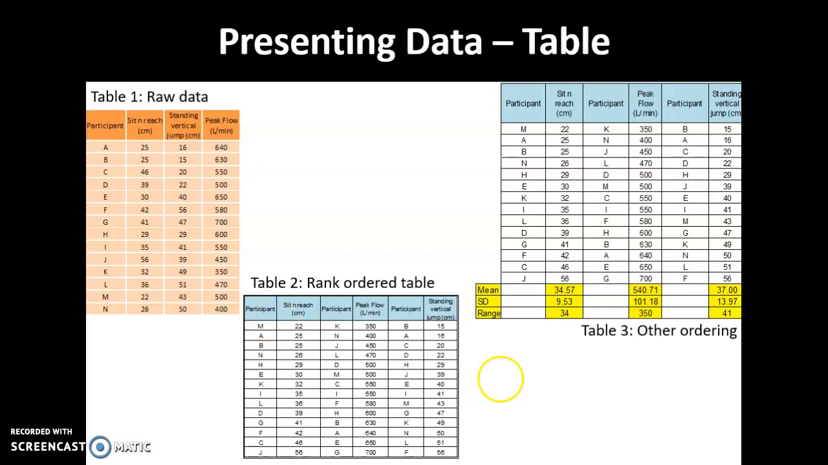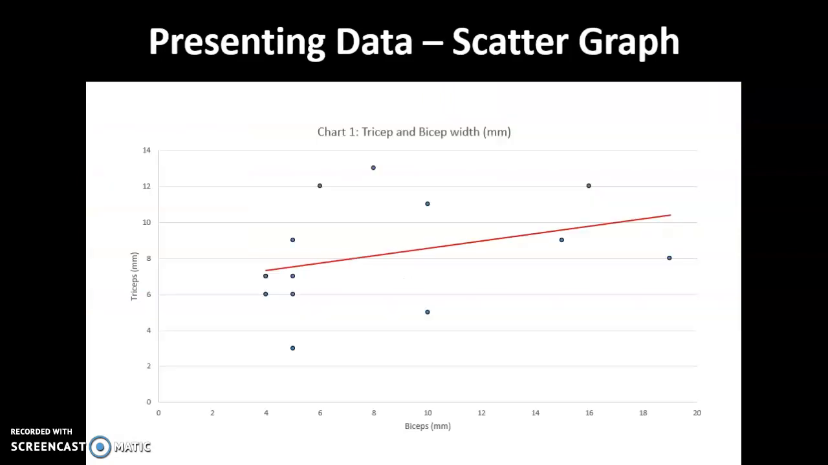And the final table I've got here is another way of ordering it. So the data is still rank ordered. However, I've ordered it by its mean, its standard deviation, and its range. This is just another way of ordering it, and it will become clearer later on why the standard deviation, the mean, and the range are such a good way of ordering data.